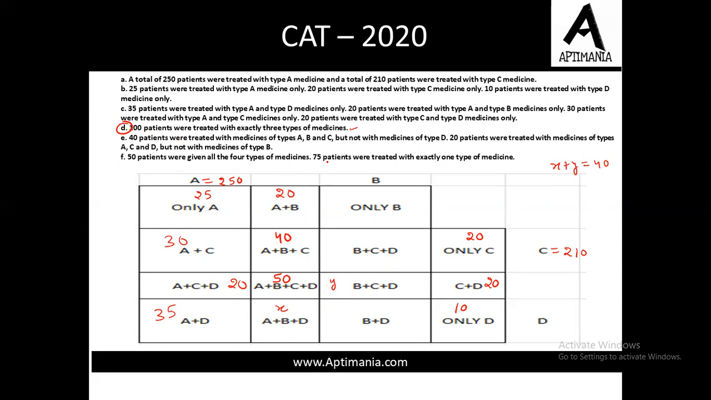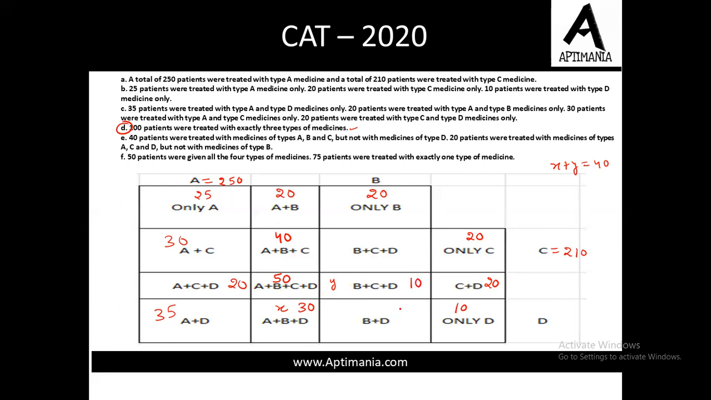And 75 patients were treated with exactly one type of medicine, exactly one. So in exactly one we have 10 only D, 20 only C, 25 only A, and the total must be equal to 75. So here it should be how much? 20. Fine. Now we need to find these remaining values x, y and these two values, right? Now in A block the total value must be 250. So 250, so here we have 25, 30, 55, 75, right? Then 110, and if we total these three values as well, this is 210. So 220 in fact. So x will come out to be 30. And as we know that x plus y was equal to 40, so y must be 10 then.